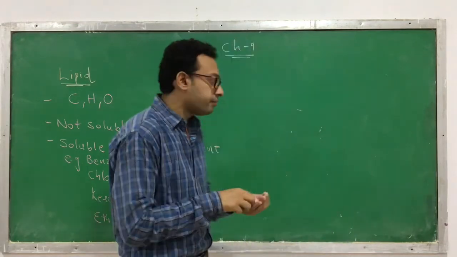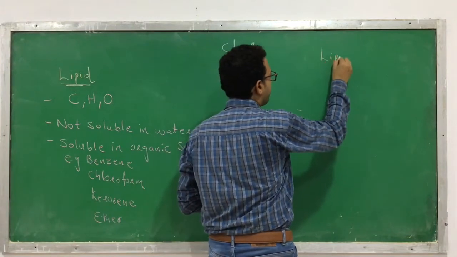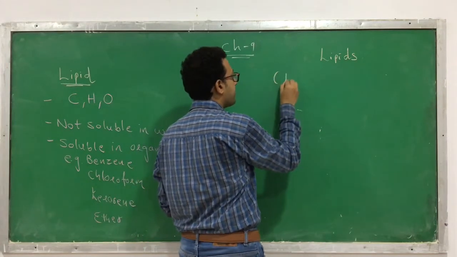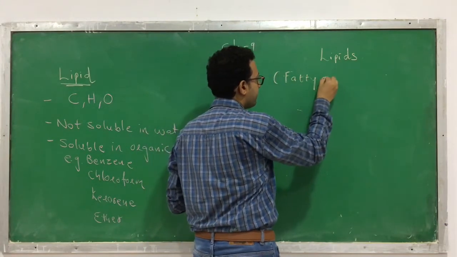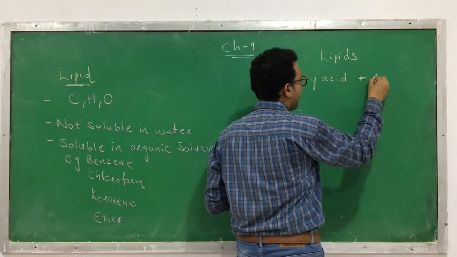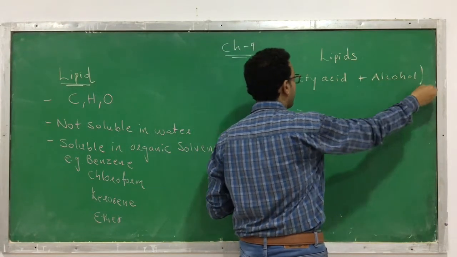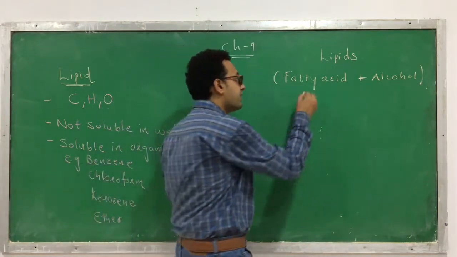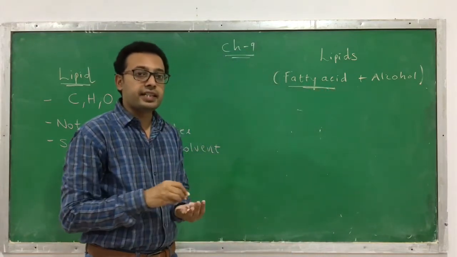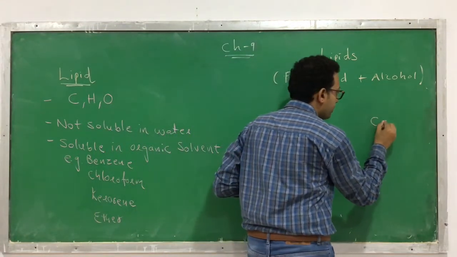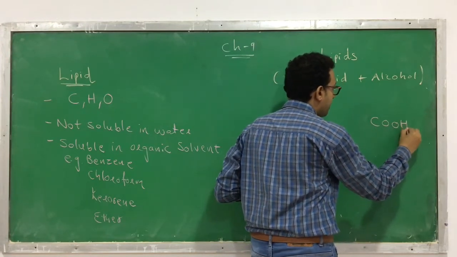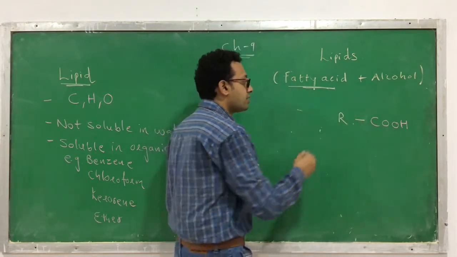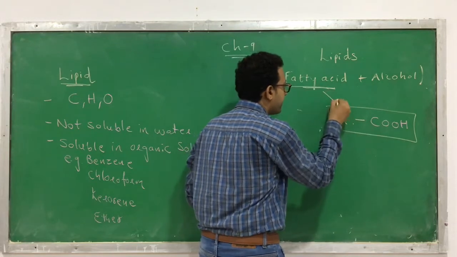Lipids are usually made up of two parts. Which are the two different components of a lipid? Lipids are made up of fatty acid and alcohol. Clear? Lipids are made up of fatty acid and alcohol. What is a fatty acid? A fatty acid contains a carboxylic acid group, that is COOH. This carboxylic acid group is attached to an R. This is the general formula of a fatty acid.